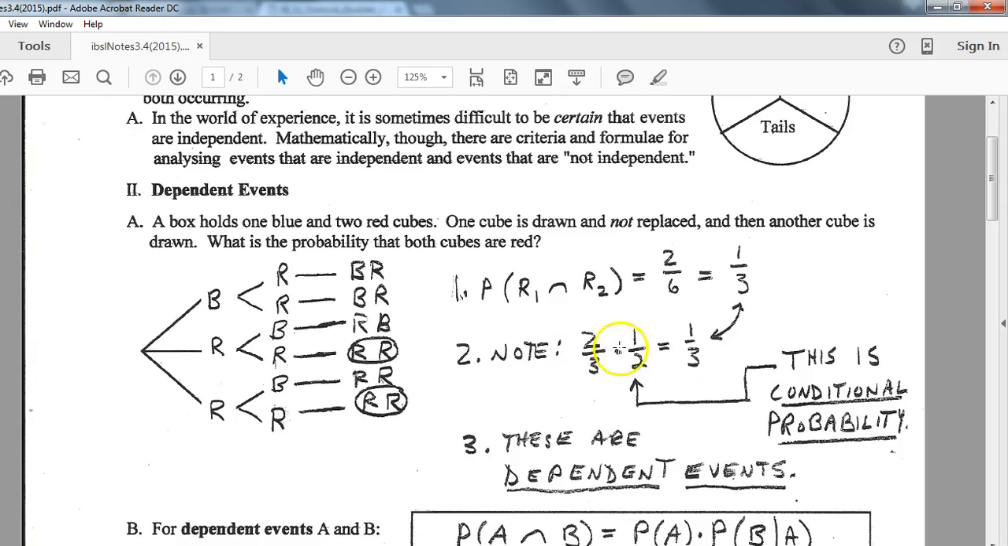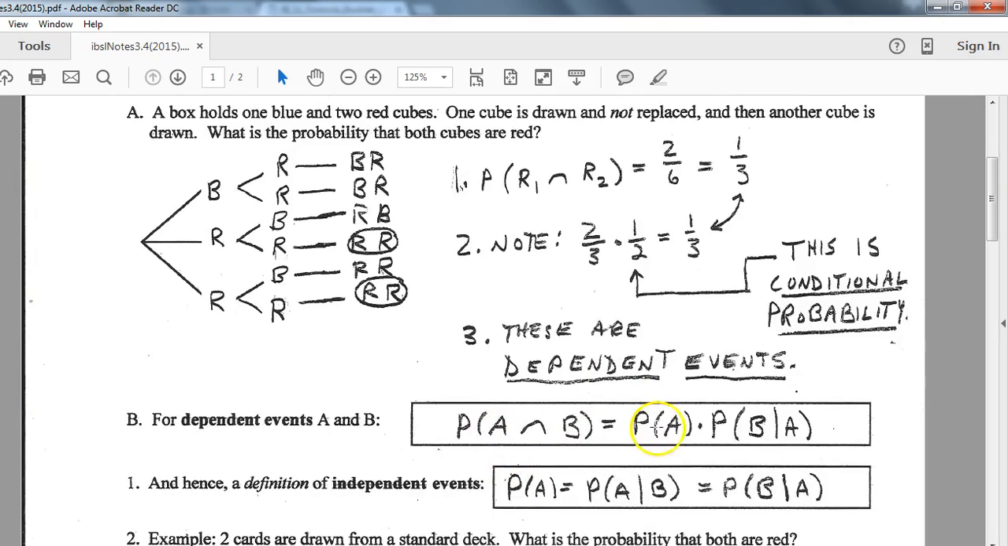Typically these are just best done with multiplication. For dependent events like this, I'm going to suggest that's the best way to go. There is a formula for this, but honestly it's more confusing than it's worth. So it's this one here, but in most cases students don't know how to apply this to a case like this. And so my advice for dependent events is just use logic.